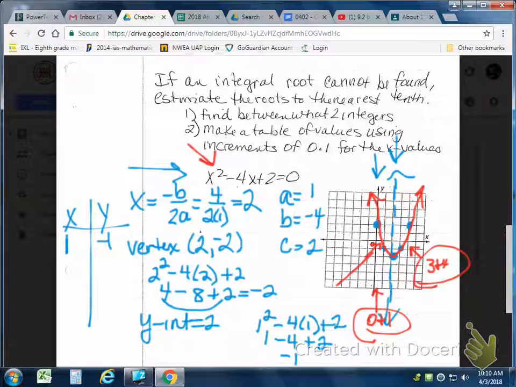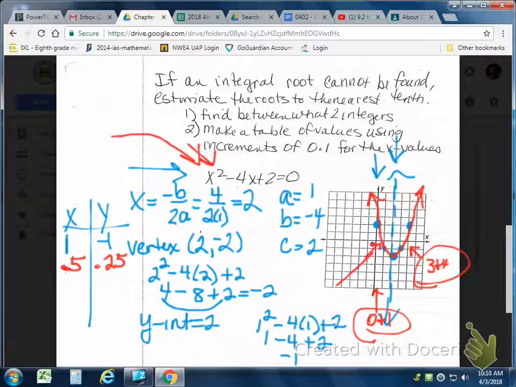Caleb, can you tell me the 10th value that I assigned you? 0.5. So I gave Caleb 0.5, and he took 0.5, plugged it into x squared minus 4x plus 2, and when he did that, he got what value, Caleb? 0.25. 0.25. So that is very close to 0. So we're going to have to see how it goes from there.